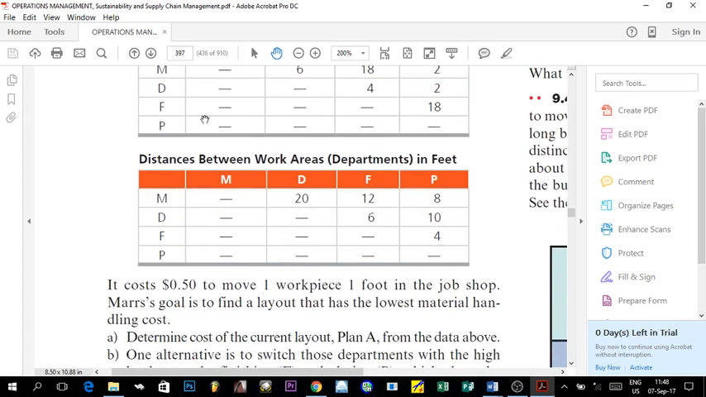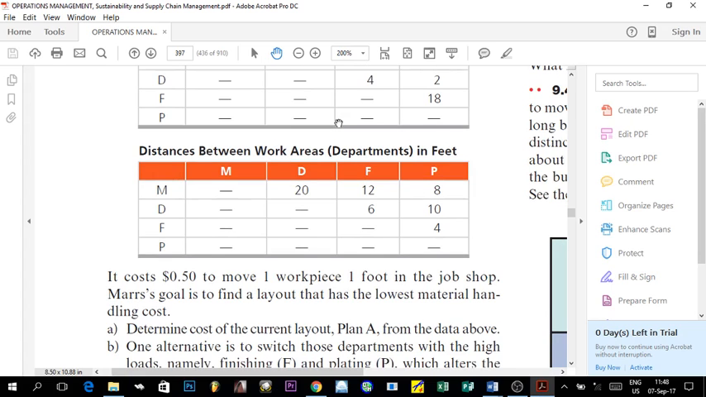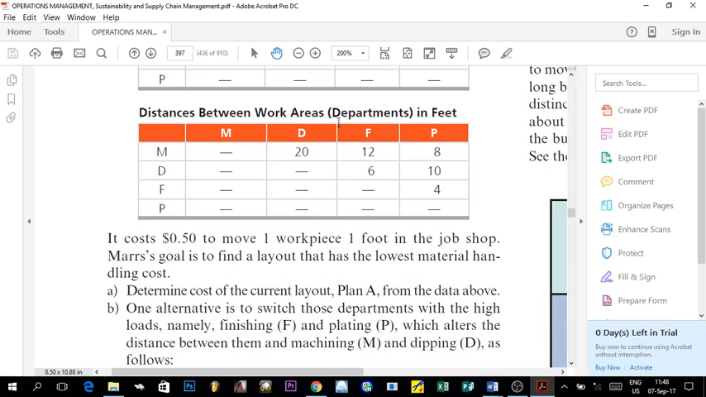Now these are the distances. Now these are the distances between departments. We have 20 feet between department M and department D. We have 12 feet between department M and department F. We have also 8 feet between department M and department P. So this is how it works. Now they say that it costs $0.5 to move one workpiece one foot in the job shop. Now Mary's goal is to find the layout that has the lowest material handling cost.